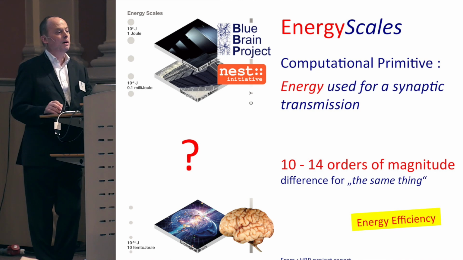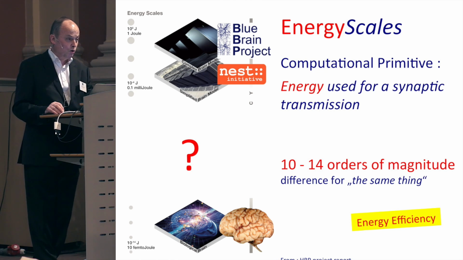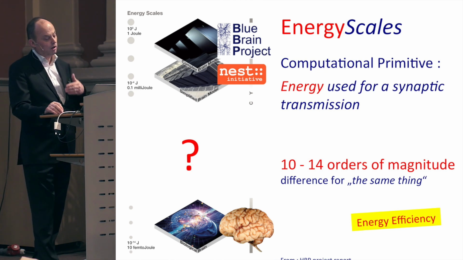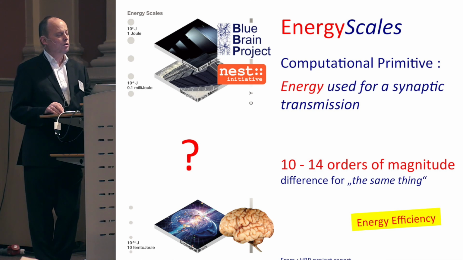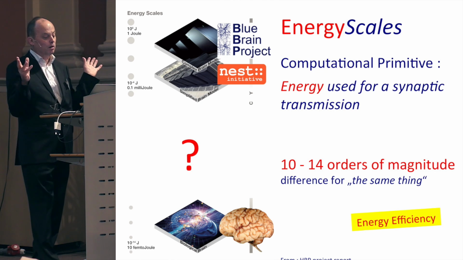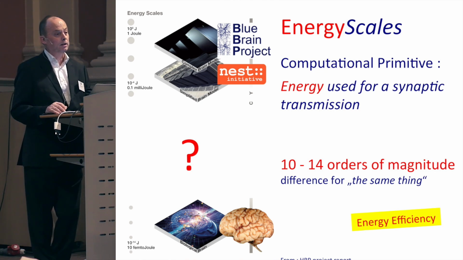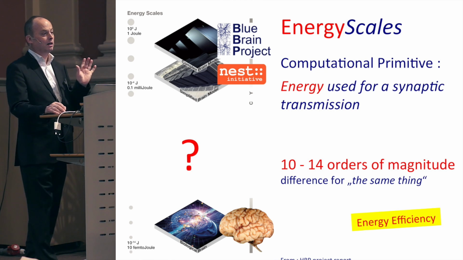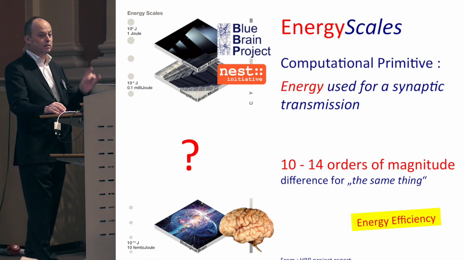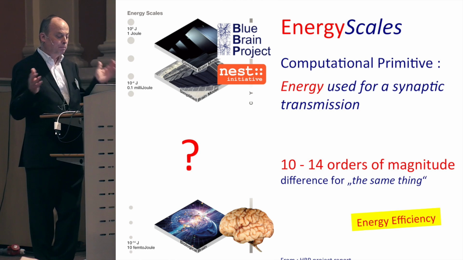I decided to normalize it to synaptic transmission, which is relatively well understood in biology. The energy you use is about 10 femtojoule, 10 to the minus 14 joule. Markus Diesmann on his simulation uses about 0.1 millijoule. That's the factor 10 billion. Henry, with his more complex model, has to pay another factor 10,000. So between Henry and our brain, energy-wise, is a factor of 10 to the 14, which is absolutely tremendous.